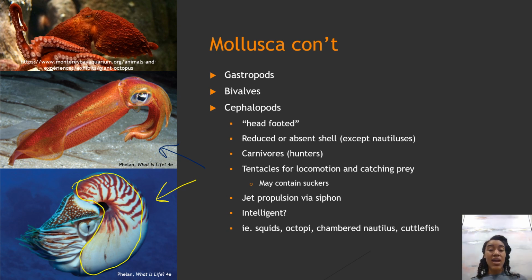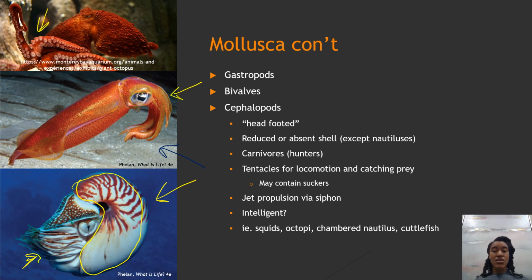And so they've retained this structure. However, most cephalopods have either reduced or completely lost their shells. Cephalopods are active hunters. They're all carnivores, and they use their tentacles for hunting. So you can see these tentacles here in this octopus. You can also see the tentacles in this squid, and in the chambered nautilus, all these tentacles here.